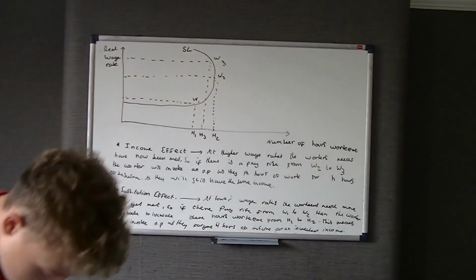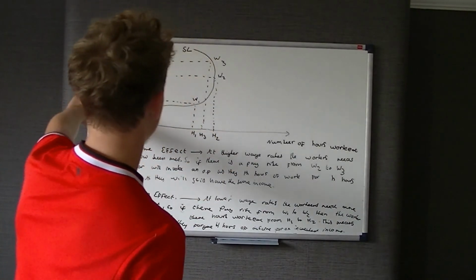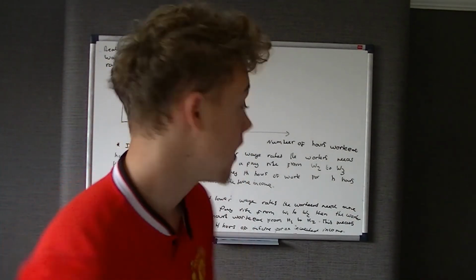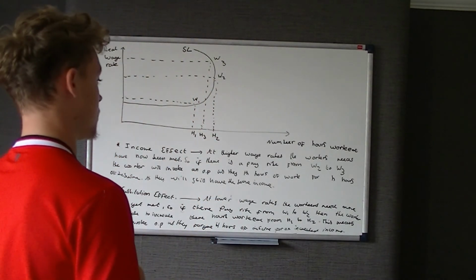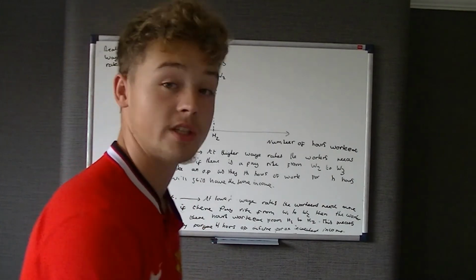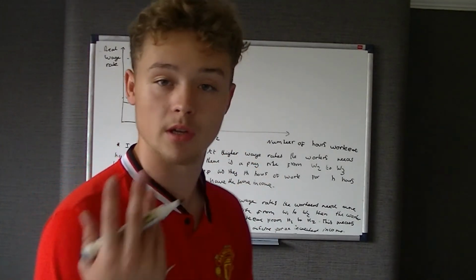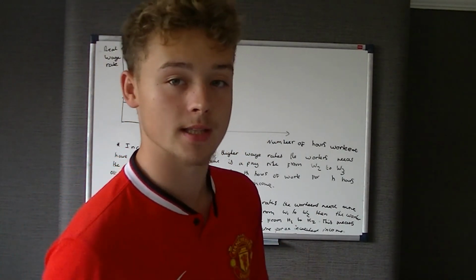Okay, so that's how you'd explain the two effects. Now, if you were to explain this diagram, what you'd say is there's a substitution effect up to W2, and then there's an income effect after W2, from W2 to W3. And if you wanted to go into it in a bit more detail, then you'd give these examples here, and mention opportunity cost and relate it to the diagram.